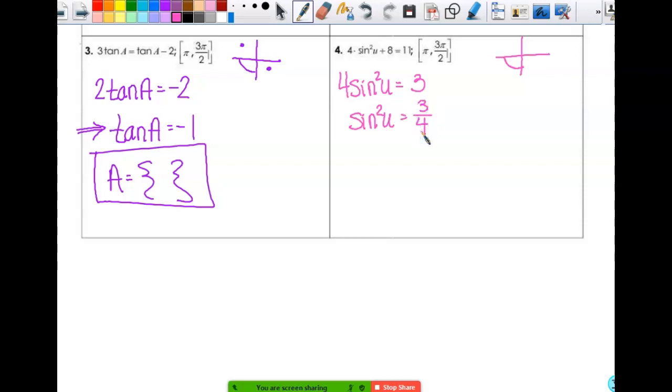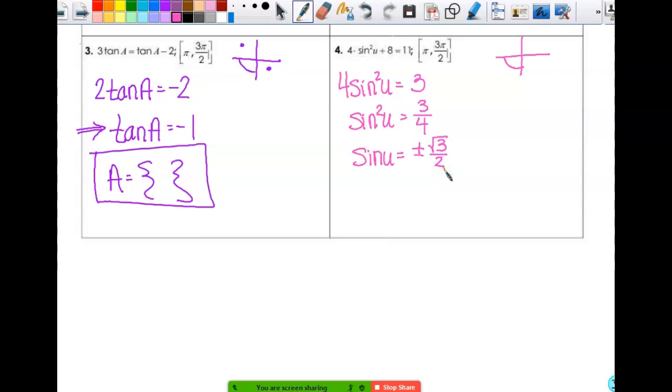I don't care about sine squared. I really don't even care about sine because I want u. But to get there, I'm going to have to take the square root of both sides. So that leaves me with sine u equals plus or minus. Do not forget the plus or minus. Then that would be the square root of 3 over 2.